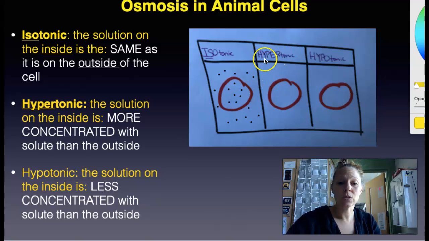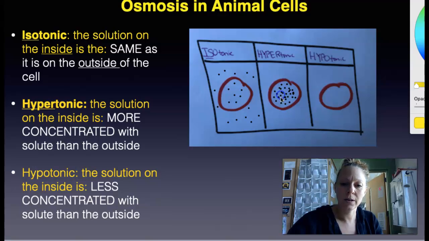Here, this one's going to be hypertonic. Hypertonic is when the solution on the inside is more concentrated. And so this should make sense. Hyper means if you have more energy or lots of energy. So we're going to put our hypertonic solution on the inside of the cell, and that means we're going to have a more concentrated solution on the inside.